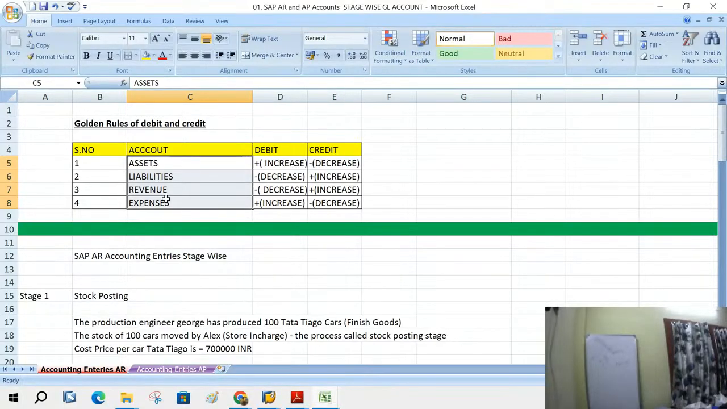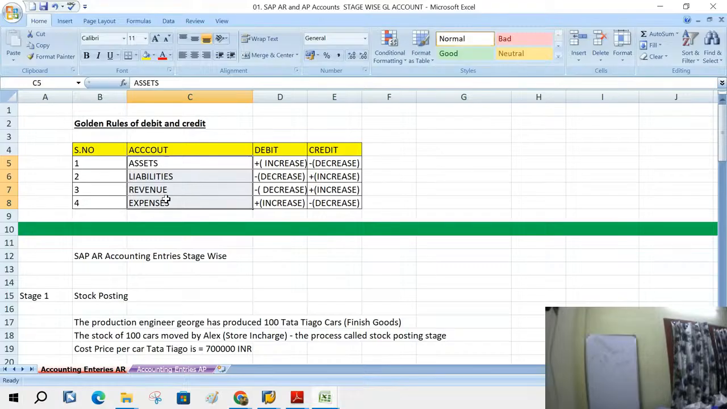Whatever I am going to generate the money, that is revenue. Why do I generate the money in the company? Because I am selling my finished goods. Correct? My PR00 condition type, whatever I am doing, the selling price is my revenue. Yes or no? So my PR00 will go into revenue.